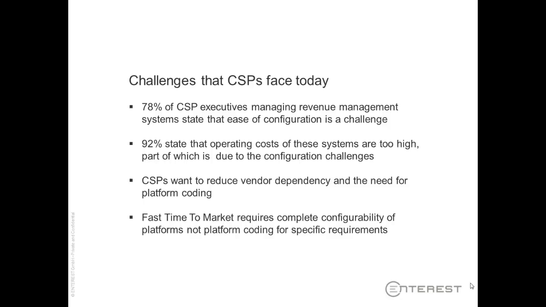We know that more than 3/4 of CSP executives who are managing revenue management systems say that the ease of configuration is a true challenge. We know that almost all of them state that operating costs of these systems are way too high, a large part of which is due to configuration challenges. We know that CSPs really want to reduce vendor dependency and the need for platform coding. And we also know that fast time to market requires a complete configurability of platforms, not platform coding for some specific requirements that operators may have.